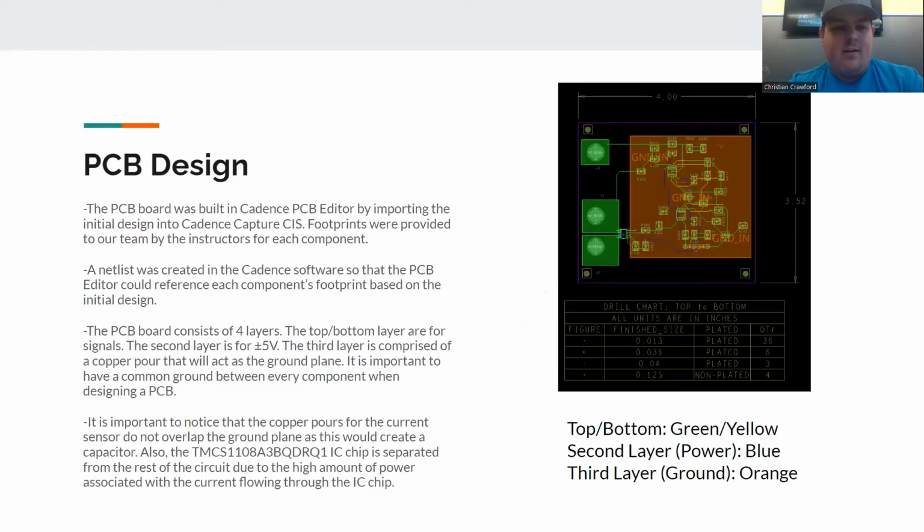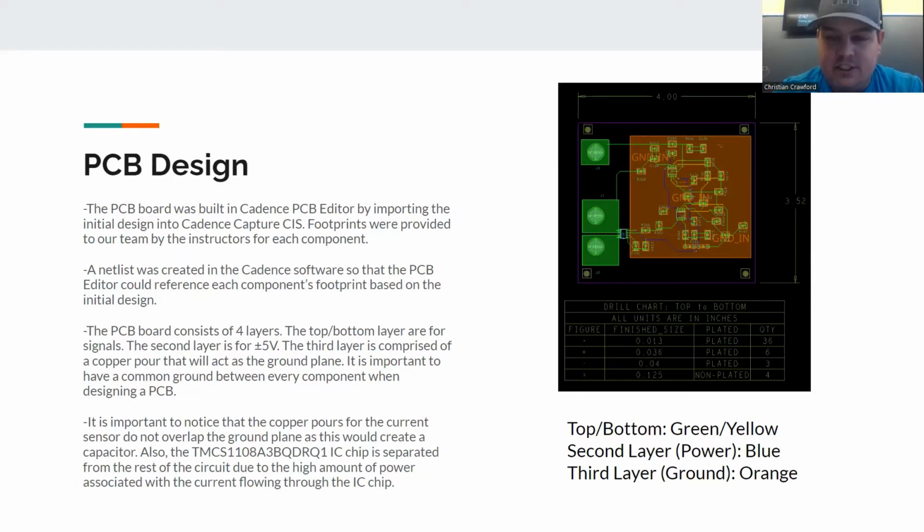Okay. The PC board was initially built in Cadence PCB editor by importing the initial design given to us at the beginning of the semester. Footprints were also provided to our team by the instructors. At first, a netlist was created so that a PCB editor could know where to reference each component that we were placing in the design. And the PCB board consists of 4 layers.